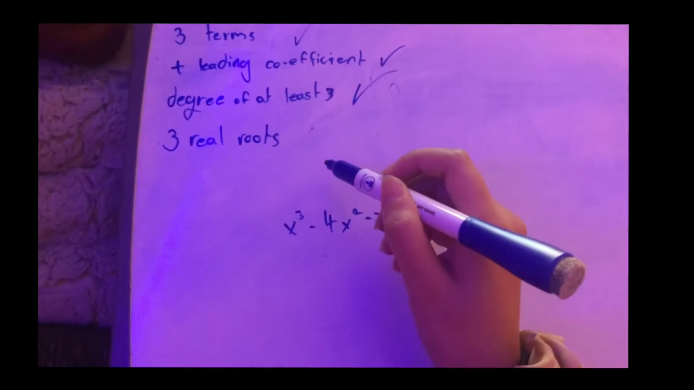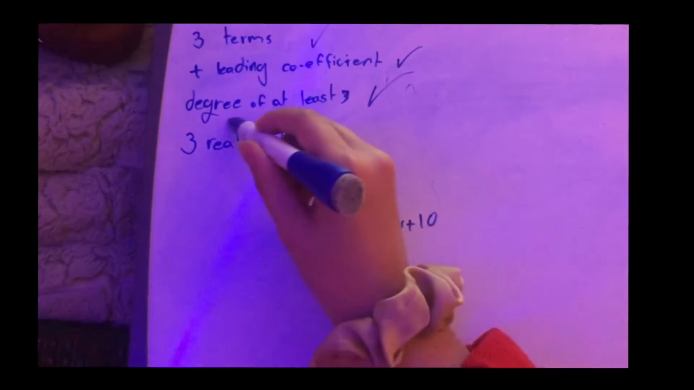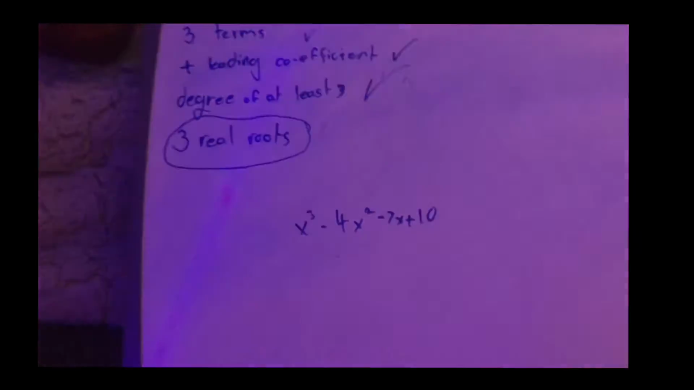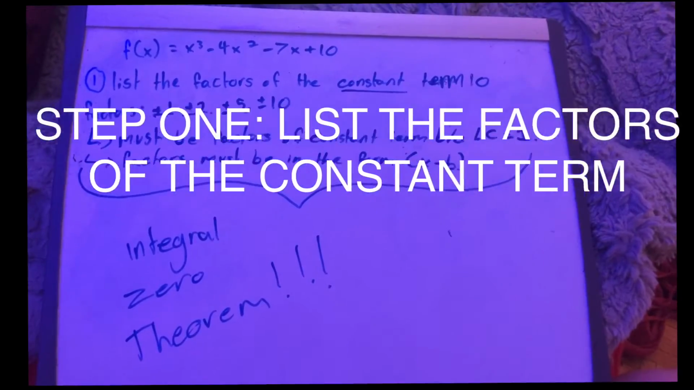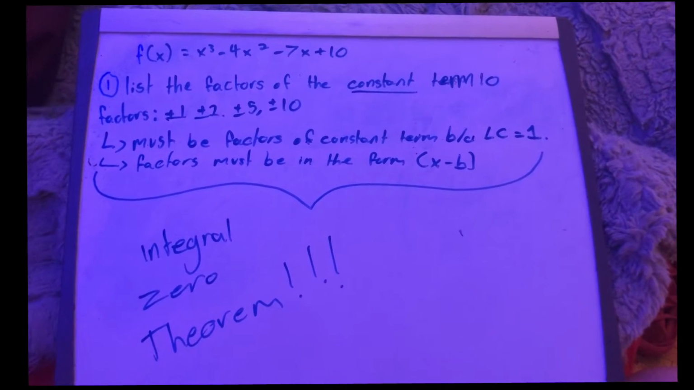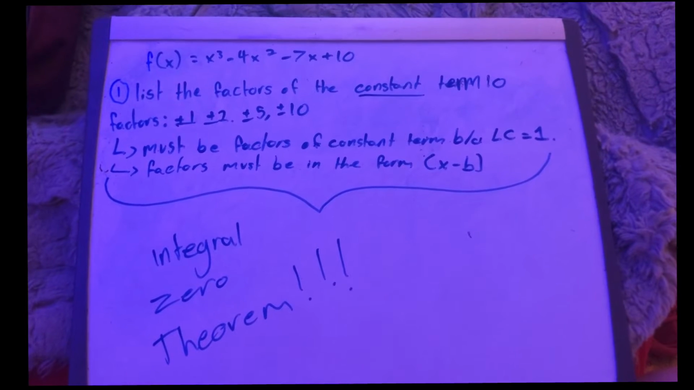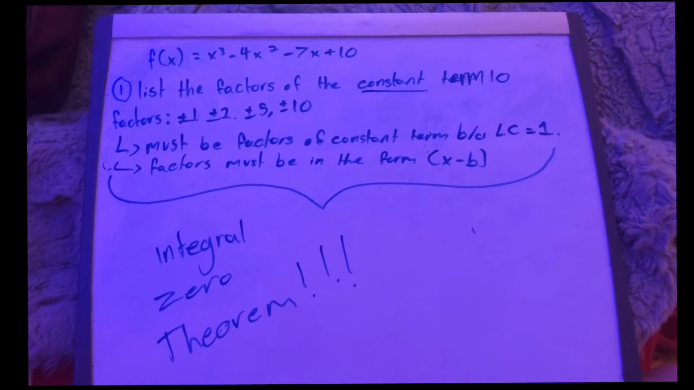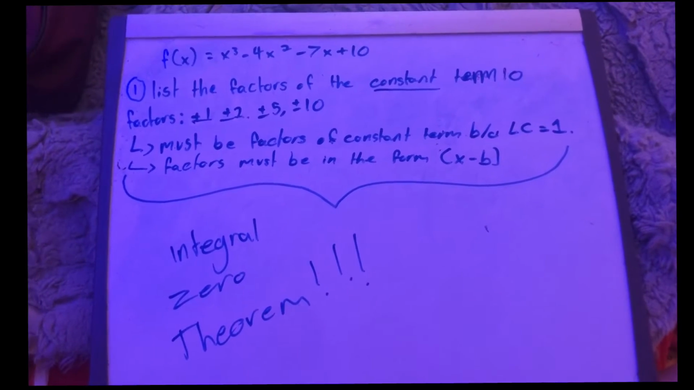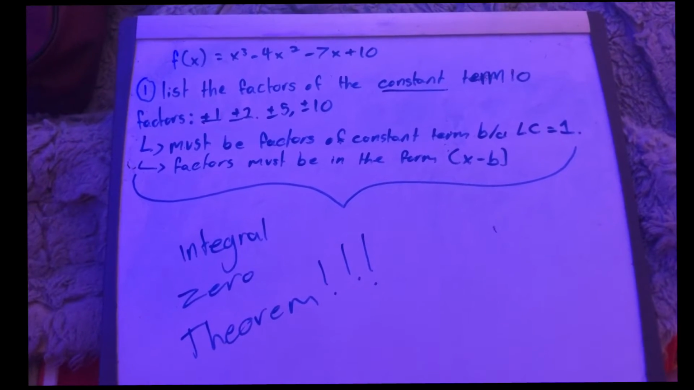And we can use long division to verify whether this polynomial has 3 real roots. In order to find all real roots of this polynomial as factors, we must first list the factors of the polynomial's constant term as positives and negatives. In this case, the constant term is 10, so we are going to list the factors of 10. So that's plus or minus 1, plus or minus 2, plus or minus 5, and plus or minus 10.